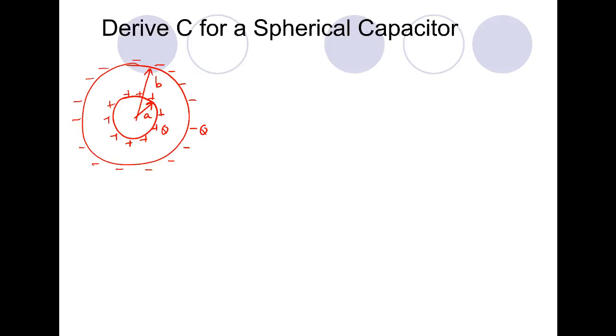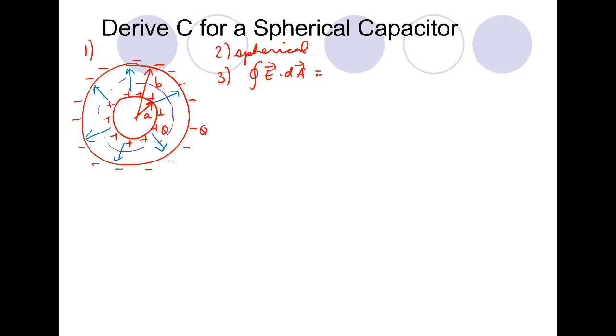Okay, so that means that the electric field, which we draw in blue, would be going radially outward, and the Gaussian surface that we would draw for this would be a sphere, which is between A and B. So to very quickly run through our calculations here, first of all, we've drawn the picture, and our geometry again is spherical. So that means that when we apply Gauss's law, the integral of E dot dA is Q enclosed, which in this case is just plus Q over epsilon naught.